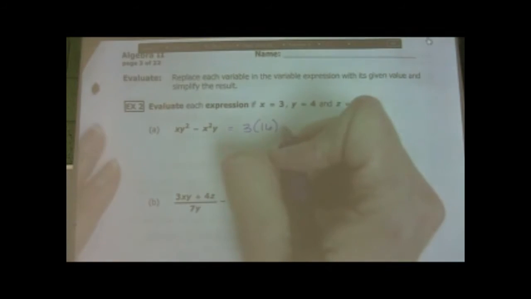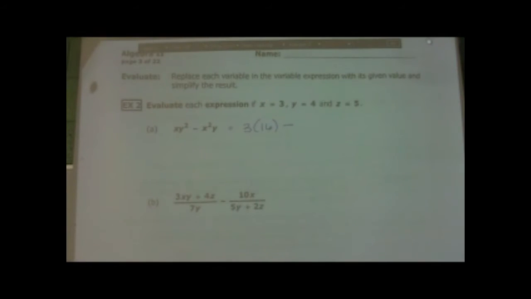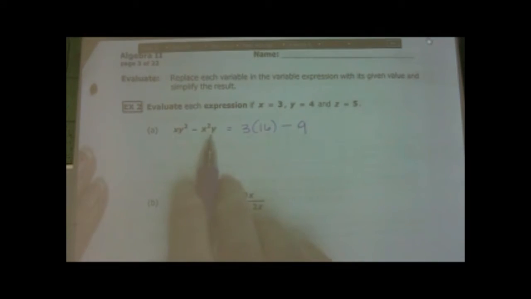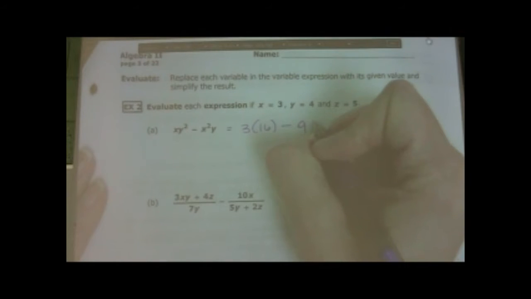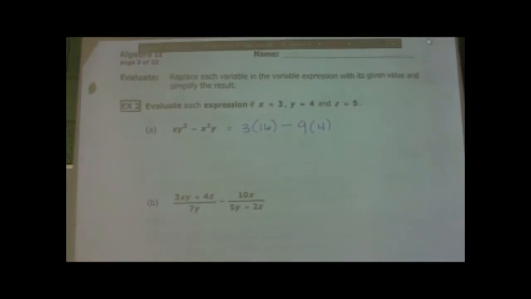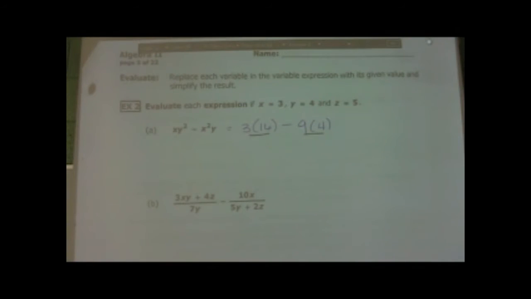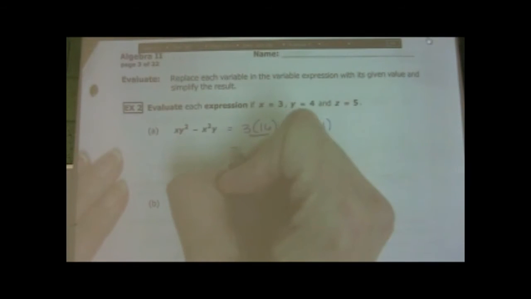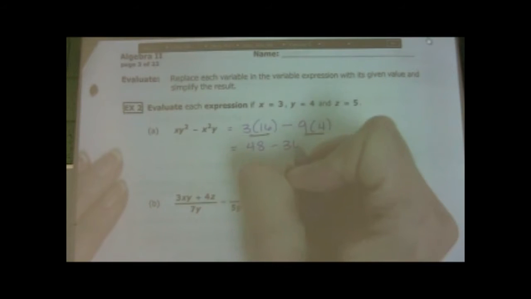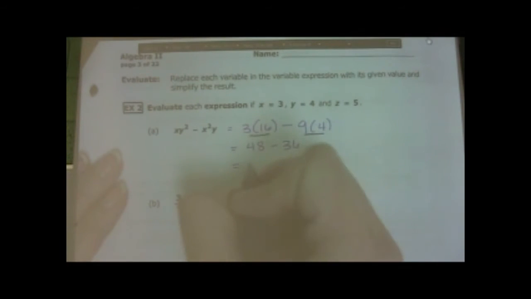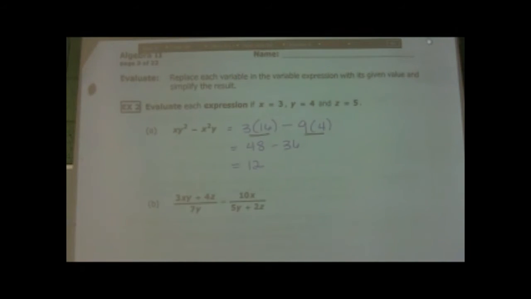Now I've got minus x squared. I'm not going to write the x with the little 2. X is 3, 3 squared is 9, so I'm going to put in 9, then times y, y is 4. Now I've got multiplication and subtraction. The multiplication is going to come first. 3 times 16 is 48. 9 times 4 is 36. 48 minus 36 is 12.